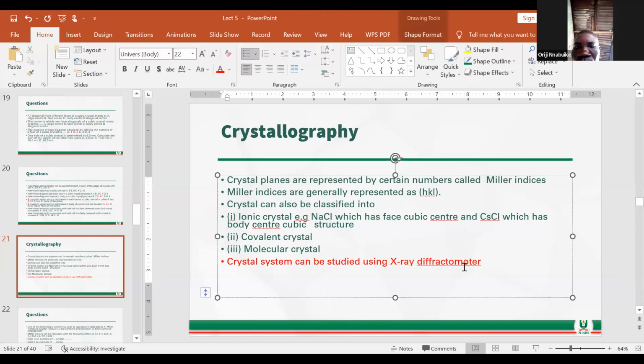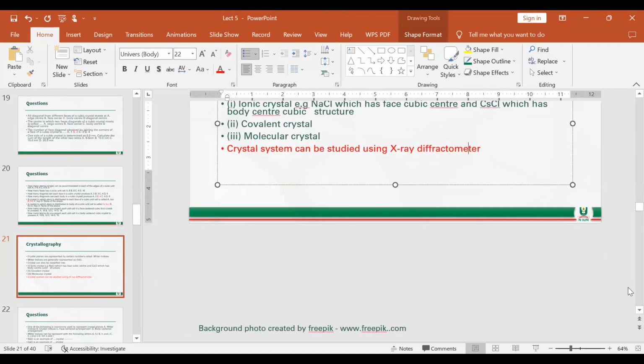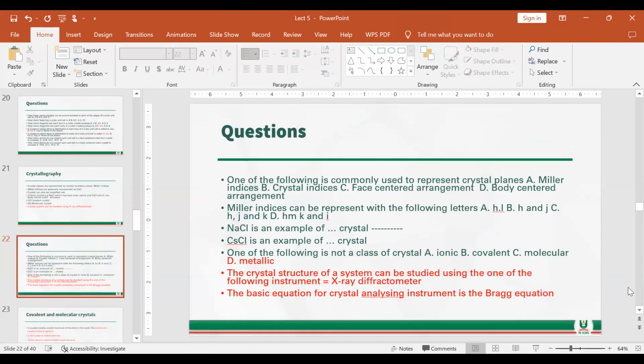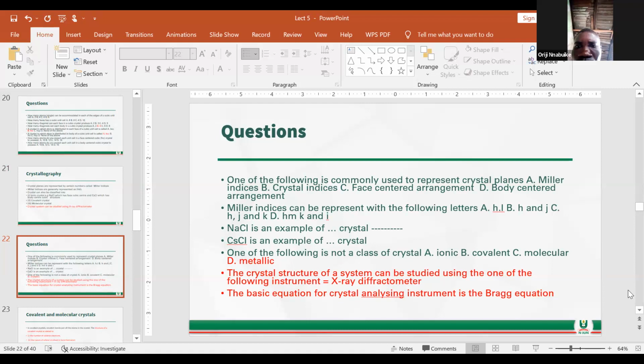Diffractometer is what we can use to study crystal. That's what we call X-ray diffraction. Question: one of the following is commonly used to represent crystal plane, and the correct answer there is the Miller indices. Miller indices can be represented with the letters HKL. HKL is the right answer there.